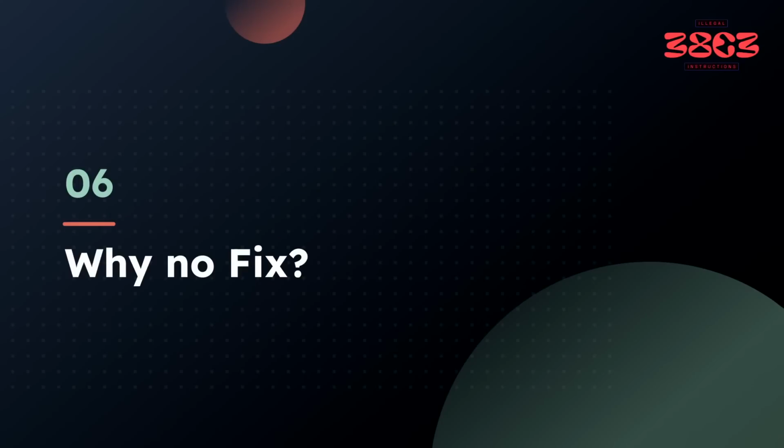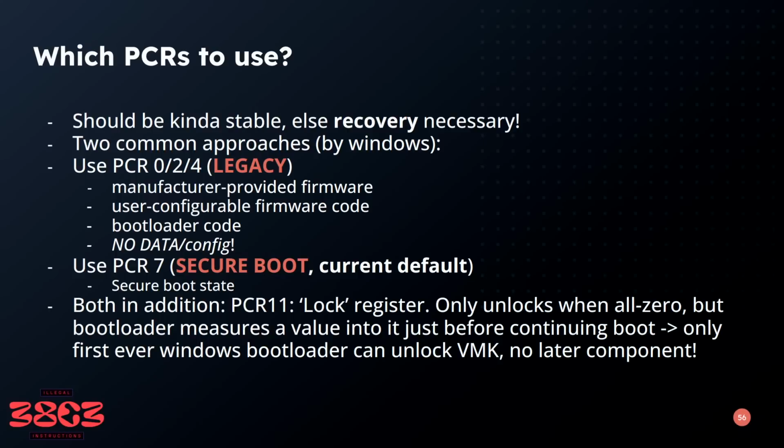Why isn't this fixed? It's also kind of obvious. We've seen PCR 7 does the secure boot stuff, and secure boot has all the same certificate, so we can use an older bootloader. But the core question here is, why do we even use secure boot for this? Because we have different options.